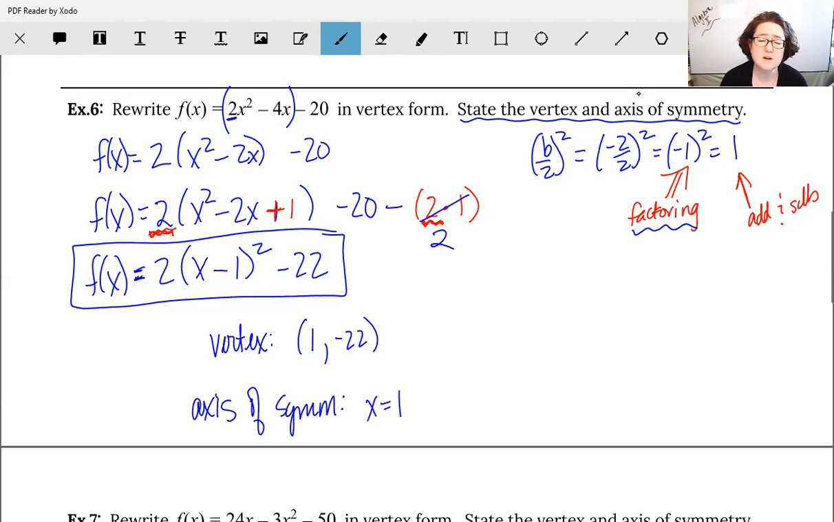And again, if you wanted to verify this, feel free to pause the video, go plug this new vertex form equation into Desmos and see if that's true. See if you have your vertex at the point 1, -22.